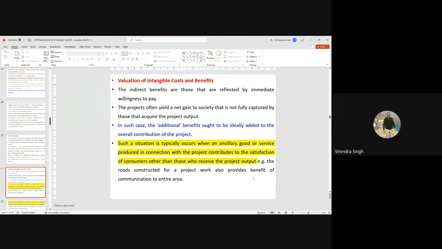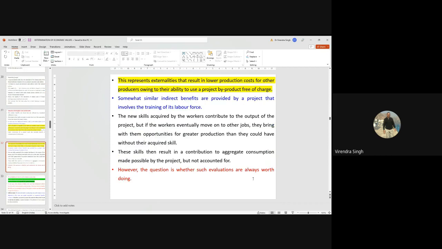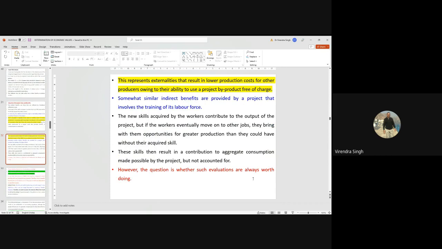Any member in society who benefits, other than those who acquire the project output, represents additional benefits. Such a situation typically occurs when an ancillary good or service produced in connection with the project contributes to the satisfaction of consumers other than those who receive the project output. For example, a road constructed for a project work may also provide benefit to nearby people and communication in the entire area. This represents externalities that result in lower production cost for other producers owing to their ability to use a project byproduct free of charge.